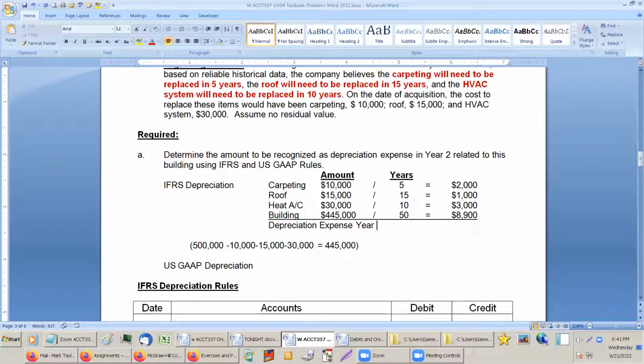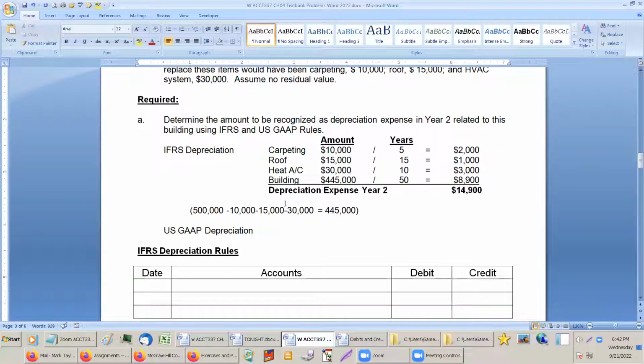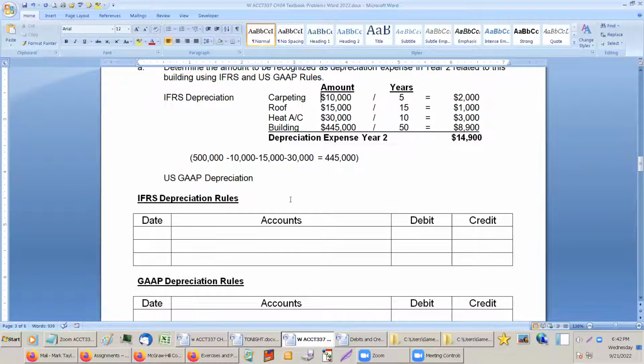And again, this is year 2 because they bought it in year 2. It's not usually the way they show those, but it's 14,900. GAAP depreciation would just be the building.